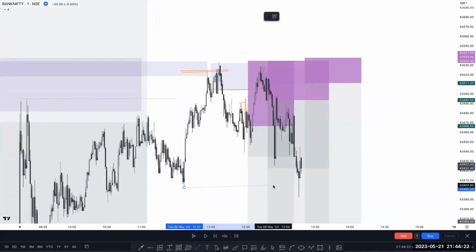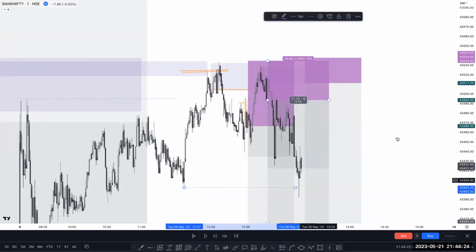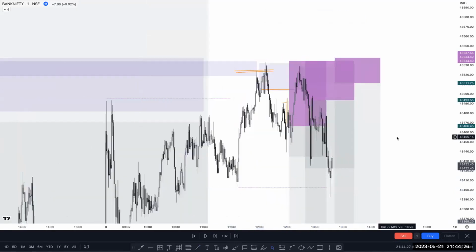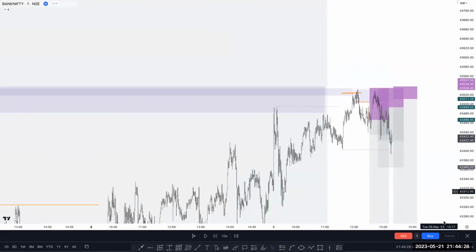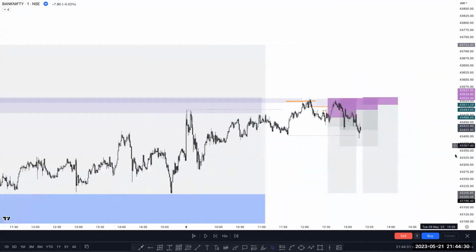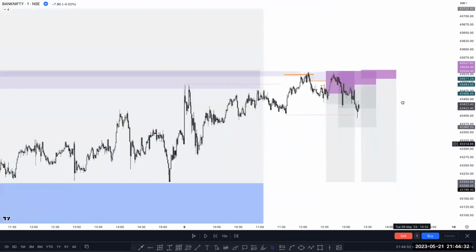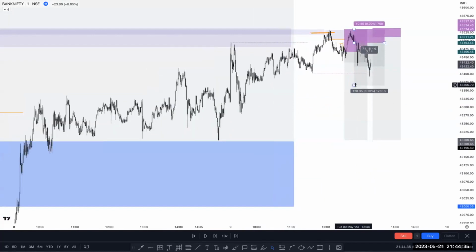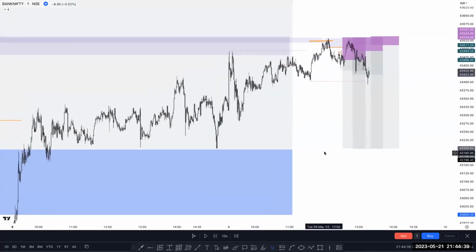This main low is broken here. You can take a small partial if you wish, and also you can put your stop loss on the break even point. So it's up to you. But at this point, I will suggest you to put the stop loss on break even, not a partial, because market just dropped almost 1 or 2 hours.